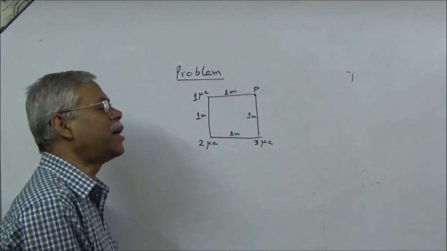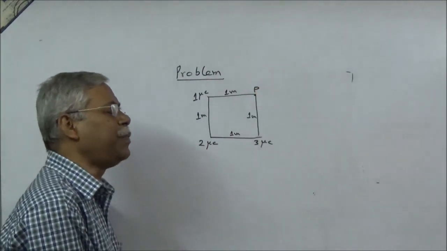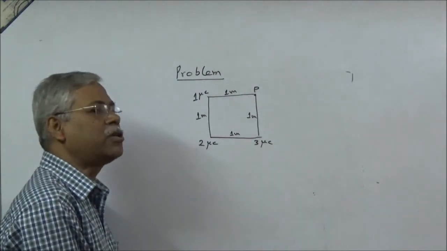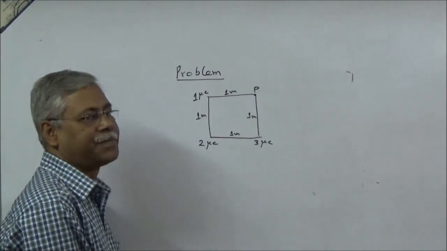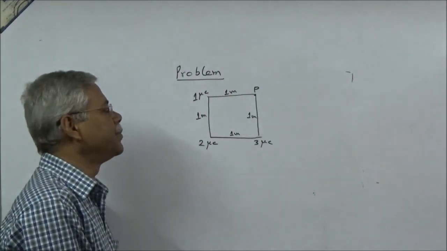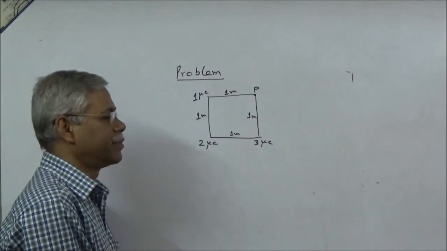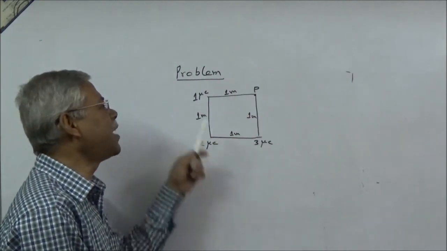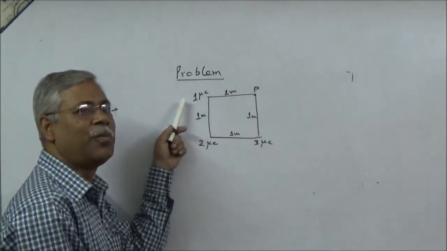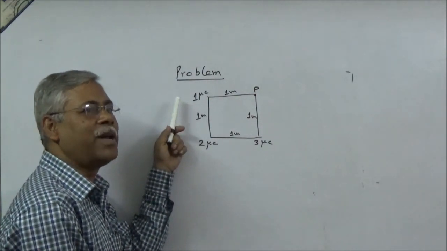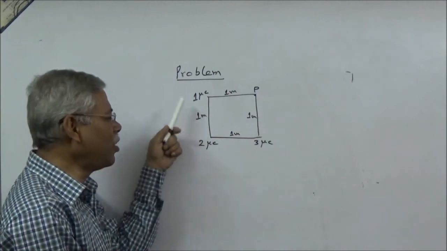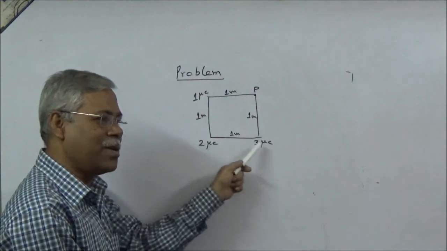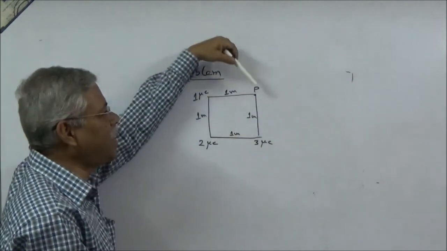Find the intensity of the electrostatic field at the point P. I have shown three charges: 1 microcoulomb, 2 microcoulomb, 3 microcoulomb. Do you know micro? It is 10 to the power minus 6. The distances are 1 meter, 1 meter, 1 meter, 1 meter. Find the intensity at this point.